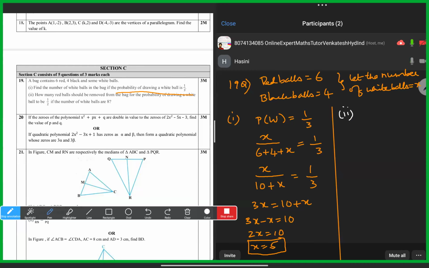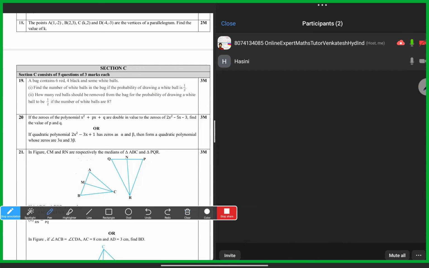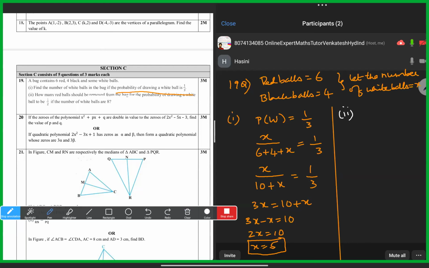Next one asks, in the same question: how many red balls should be removed from the bag for the probability of drawing a white ball to be half of the number of white balls? So this is a little typical one, Hasni, you should understand.